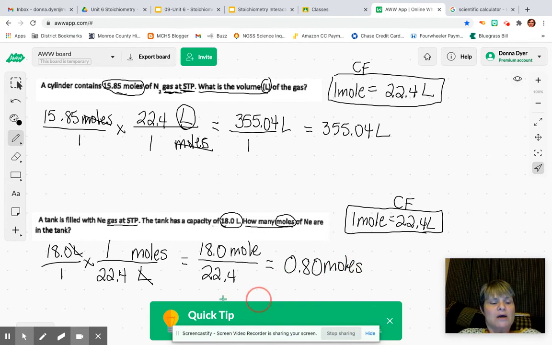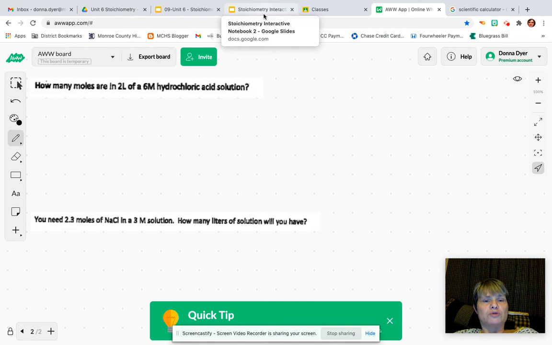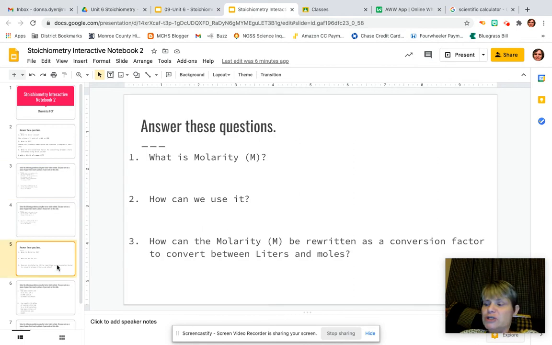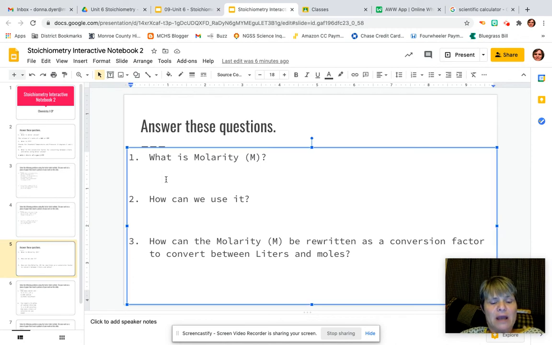All right, so now we are going to look at molarity and do a couple of example problems with molarity. So we've got a couple of questions to answer here first. What is molarity? Molarity is the concentration of a solution is what it's referring to. And it is given in the number of moles in 1 liter. Okay? So again, the molarity is the concentration given in the number of moles in 1 liter.